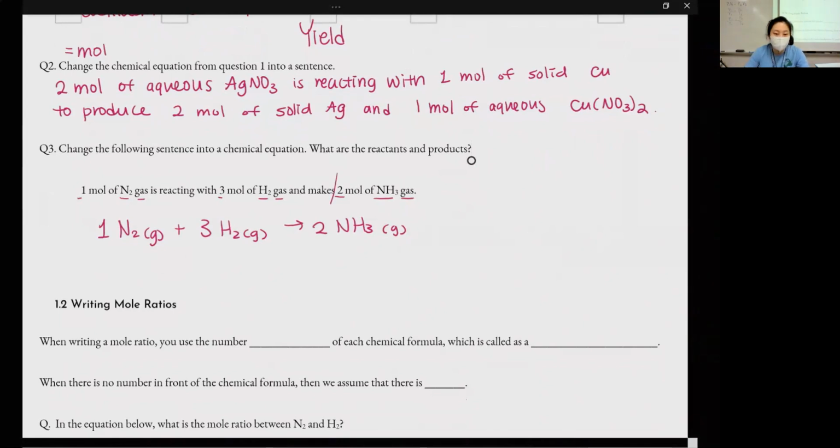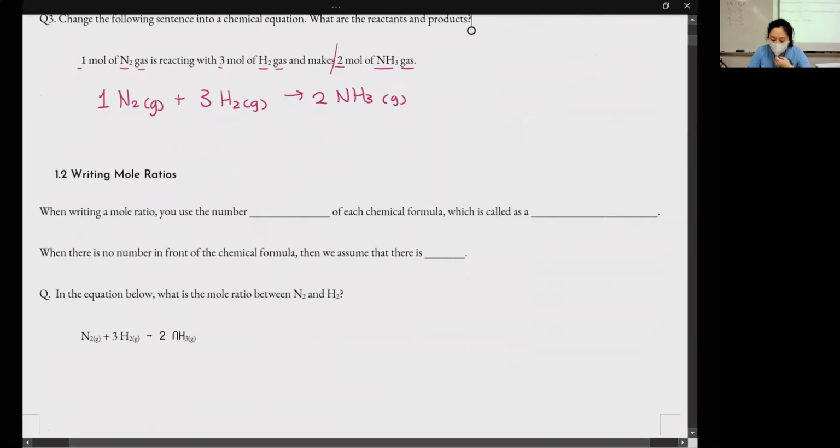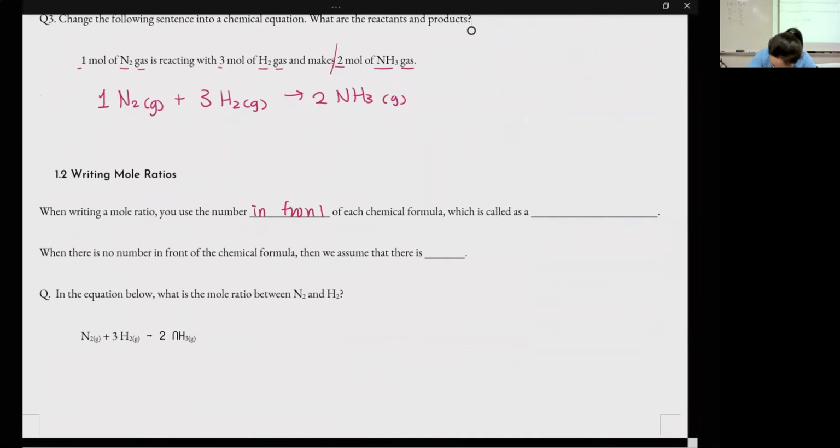All right, that was the very first skill. And we're going to move on to the mole ratio. Whenever you're writing a mole ratio, you use the number in front of the chemical formula, which is called a coefficient.